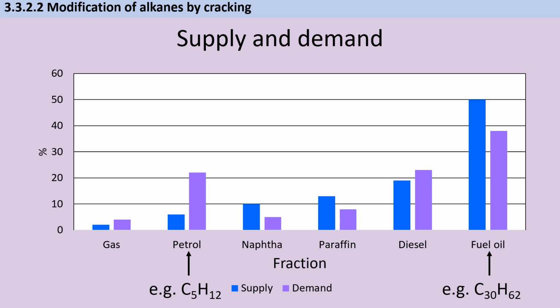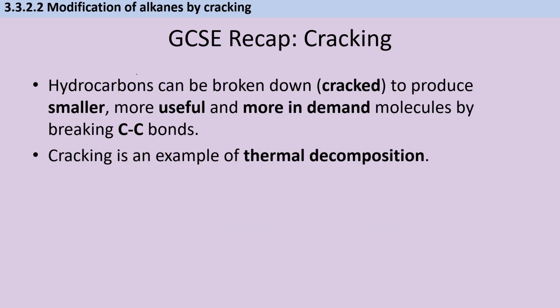Cracking is a process that allows this surplus of fuel oil and other large fractions to be converted into smaller, more useful molecules. In GCSE chemistry, you learnt that cracking was a type of thermal decomposition, so it's using heat energy to break apart molecules, and that in that process carbon-carbon bonds were broken.